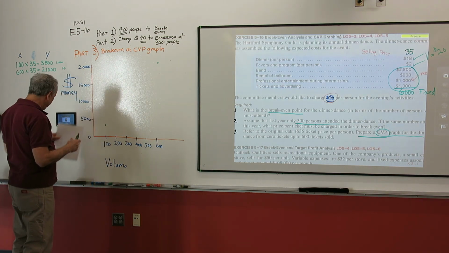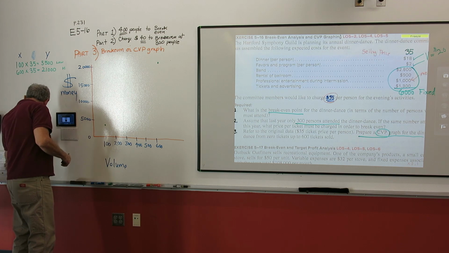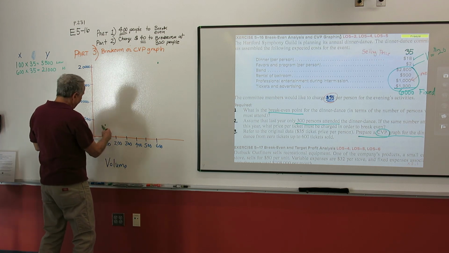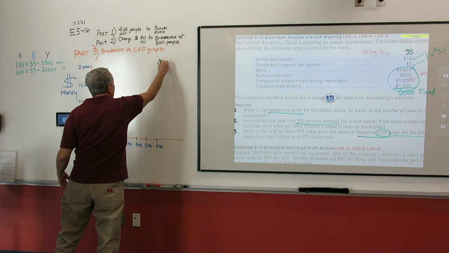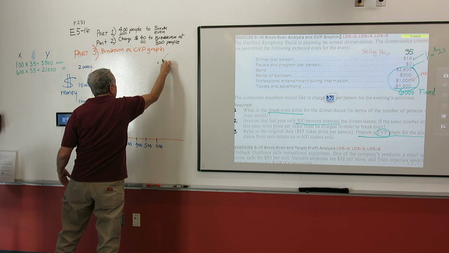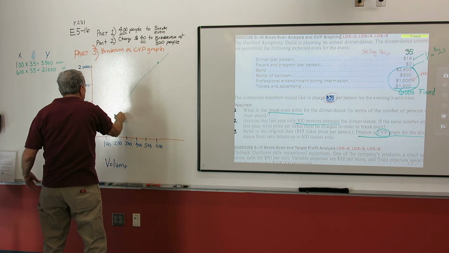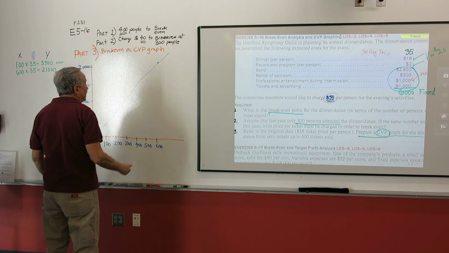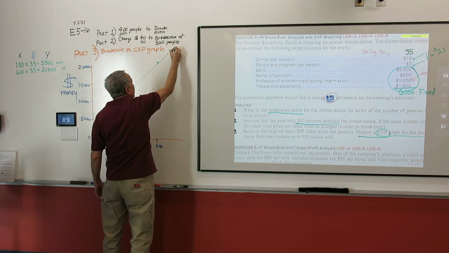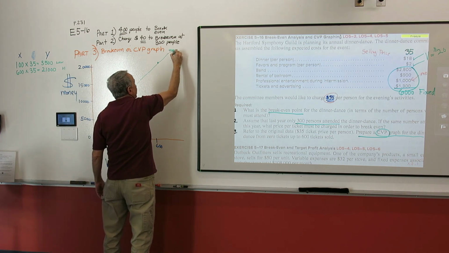I don't think I do. This is not going to work. I don't have a ruler in here, but I can do the best. I know I'm going to draw this and say this is my total revenue line. Whoops, pretty bad. But you get the idea. And we'll call this total revenue.